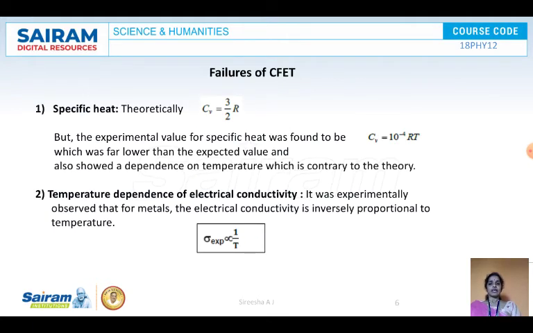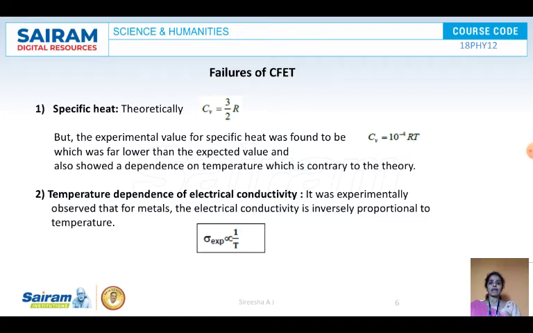Next we see the failures. There are failures in the classical free electron theory, which could not explain things properly. What are those? We are going to see now. This CFET could not explain specific heat, because the specific heat theoretically explained by Lorentz and Drude was Cv is equal to 3 by 2 R, which is approximately Cv is equal to 1.5 R.